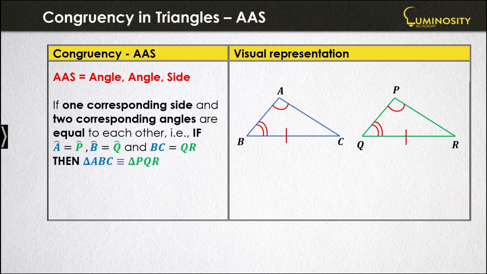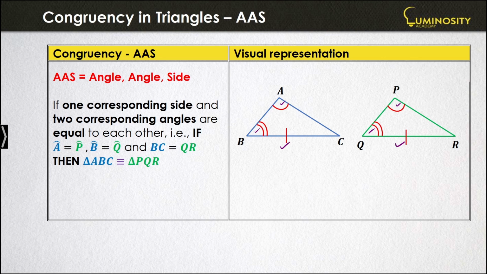Then the next test for congruency is angle angle side, AAS. This one works if you have one corresponding side and 2 corresponding angles that are equal to each other. So for example, in these 2 triangles, if angle A is equal to angle P, and angle B is equal to angle Q, if those 2 angles are equal and the side that's adjacent to those angles is also equal in length, then that tells us that triangle ABC will be congruent to triangle PQR.